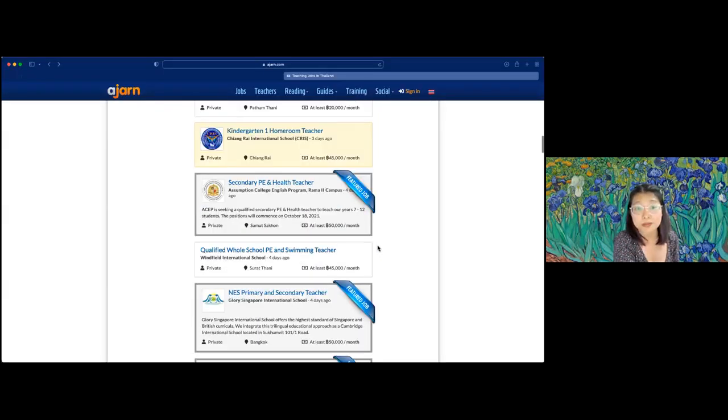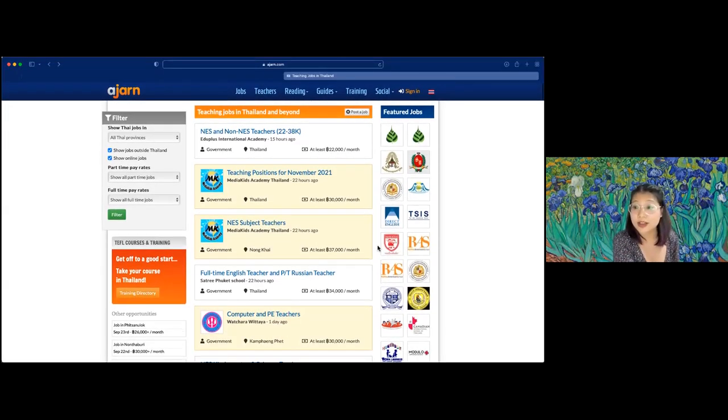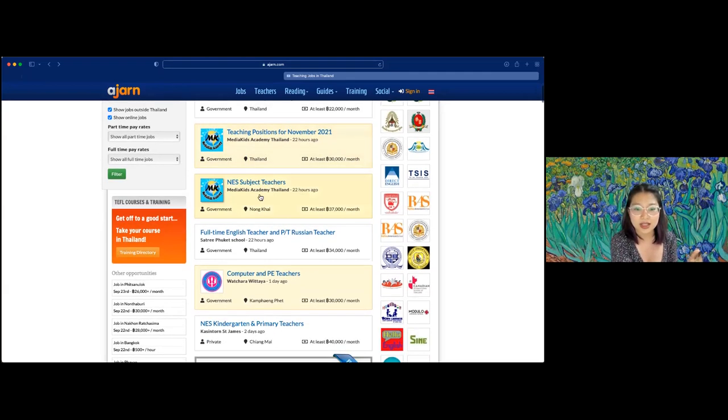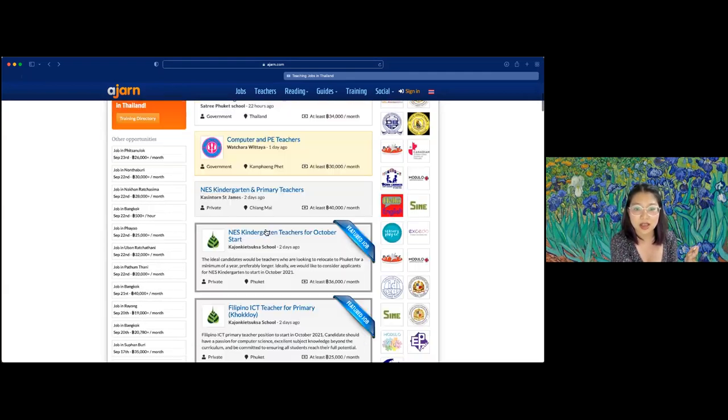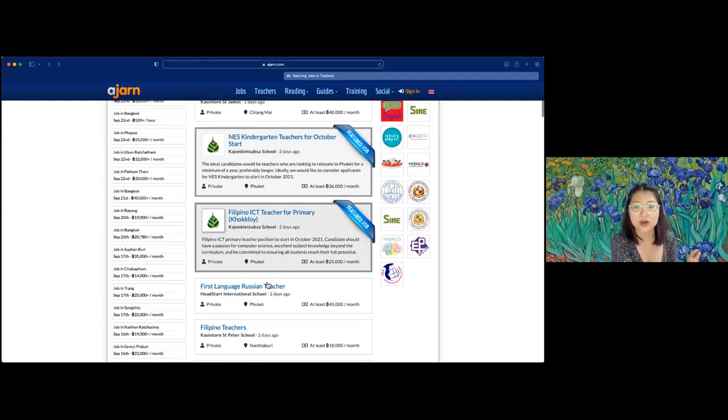So this is a job site from Thailand, okay? This is the biggest job site in Thailand. It's called ajan.com, and this is today. This was the same when I was looking for a job many, many years ago, and this is the same site. Now, if you look on the front page, NES, non-NES teachers, okay? We've got NES teachers. We've got NES kindergarten, NES, Filipino.